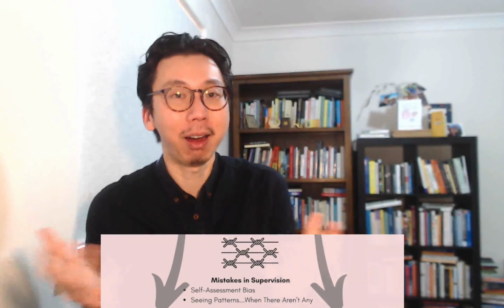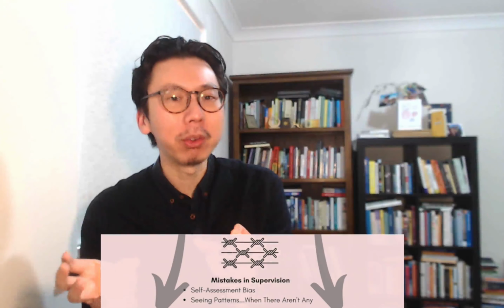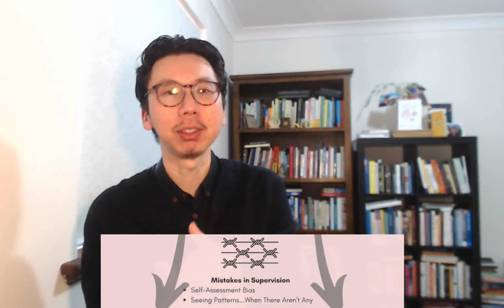And in this Act 1, we also peer in and look at the typical mistakes that we make in supervision, some of which relate to self-assessment bias. Another one relates to a general thing about seeing patterns and seeing things when there aren't any to look at. More on that when we go into modules 5 and 7.